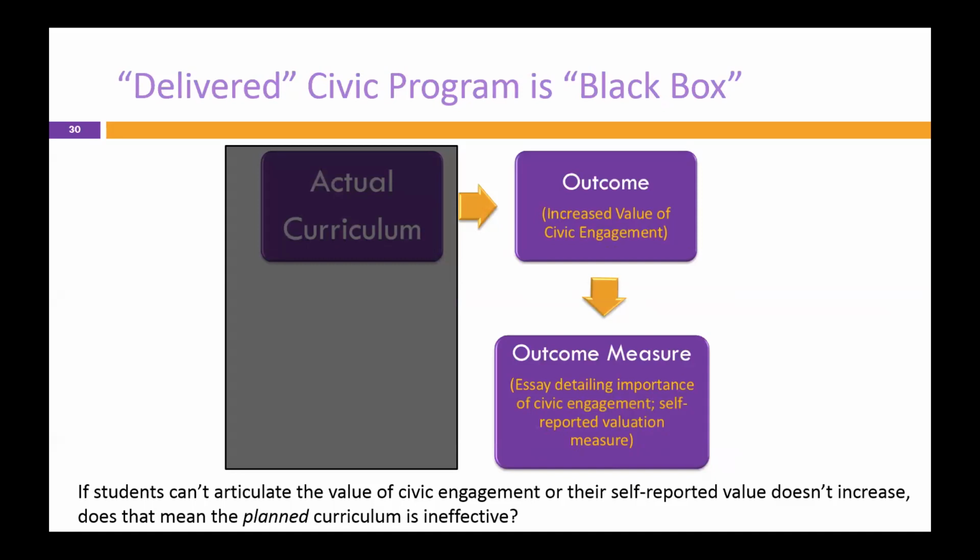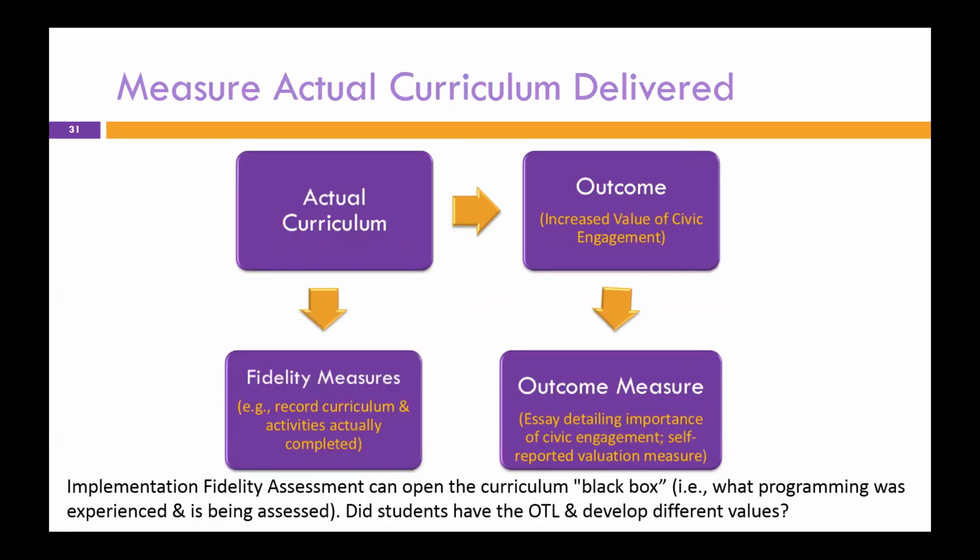But let's say at the end the students can't articulate the value of civic engagement or their valuation scores don't change. Why is that? Well, maybe we couldn't get those speakers to come this semester. And maybe the debates were an utter failure. People didn't come prepared. So let's say the only thing that happened was the democracy wall. Well, if we saw that there was no change, we know the democracy wall on its own will not result in increased value of civic engagement. But we don't want to make the inference that our programming on paper was poor because it actually wasn't implemented.